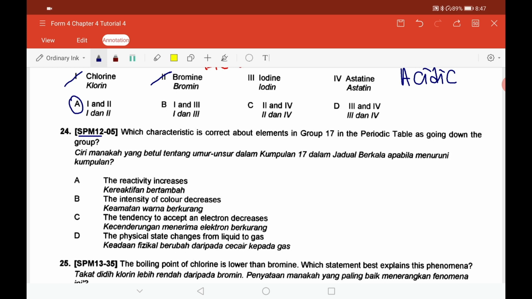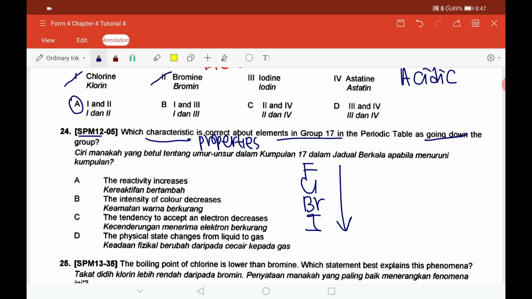Next one, this is SPM 2012, a past year question. Which characteristic is correct about group 17? Characteristic means properties. When you go down the group, going down the group means going from top to bottom. So you go from fluorine to chlorine to bromine to iodine.